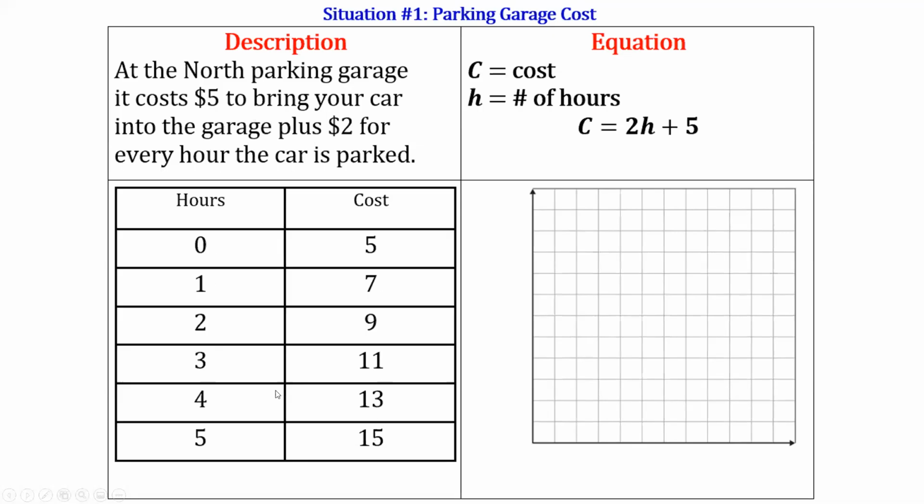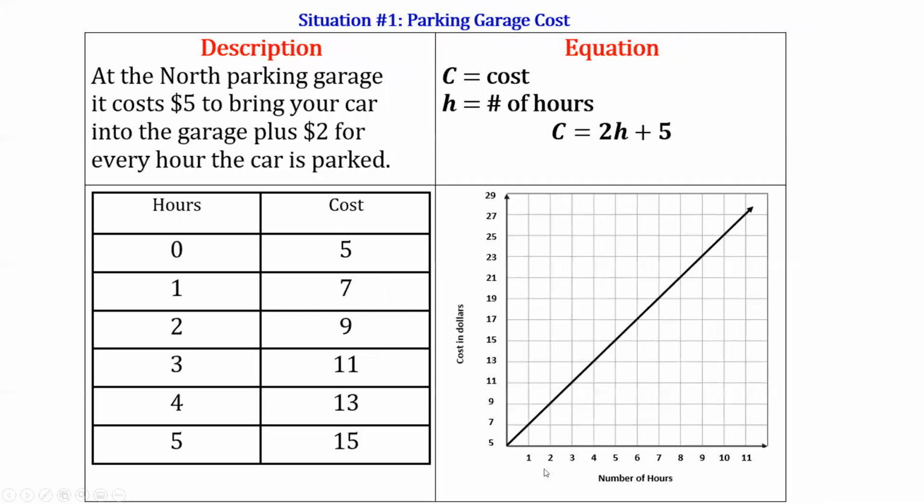Now that you have the table, this should be easy for you to come up with the graph because once again, these are ordered pairs. This is the ordered pair (0, 5), (1, 7), (2, 9), and so on and so forth. So for you to graph, all you need to do is come over your scale. And what I did is I chose to go by ones on my x-axis since my table went by ones.